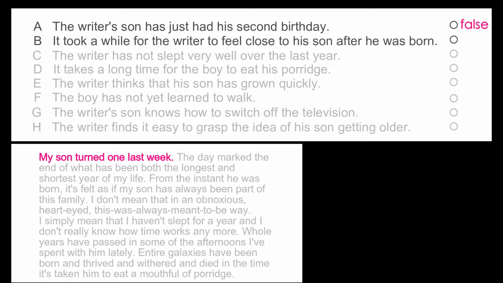B. It took a while for the writer to feel close to his son after he was born. If we look at line 3, he says, "From the instant he was born, it's felt as if my son has always been part of this family." Feeling as though someone has always been a part of your family communicates that you feel close to them, and this happened from the instant he was born. So this statement is false.